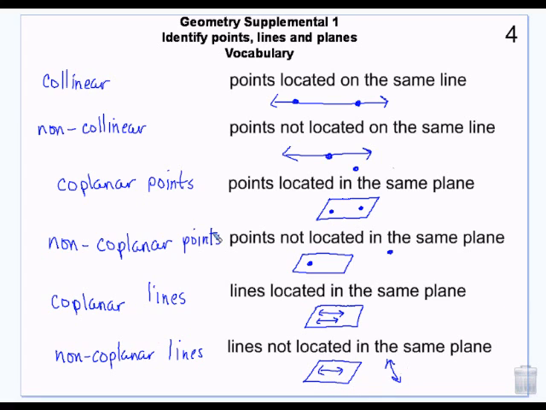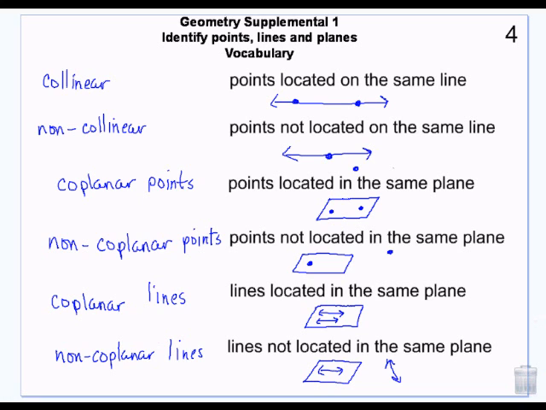These definitions are important to understand because in geometry sometimes you are asked to draw a figure. And so you might be asked to draw, you know, collinear points or coplanar lines. And so you need to know what that is to be able to perform the operation to do it.